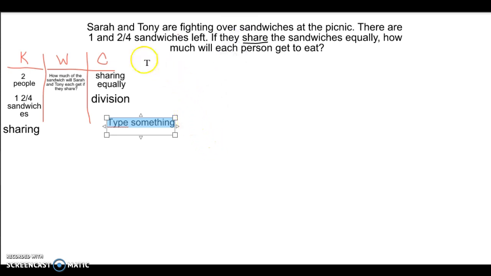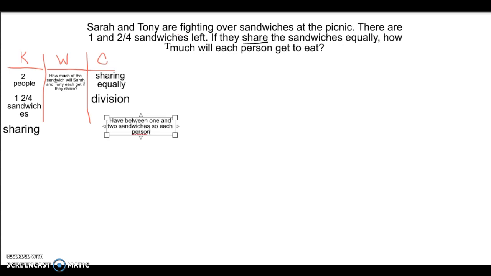The very last thing I wanted to make sure we got into this C column is that they have more than one sandwich, but less than 2 sandwiches. And why is that important? Well, if they had 2 sandwiches, this problem would be really easy. Sarah gets 1, Tony gets 1, we're done. But we know that's not the case. They have less than 2 sandwiches. So there's no way for me to give each person 1 sandwich. They're each going to be getting less than 1 sandwich. So they have between 1 and 2 sandwiches.